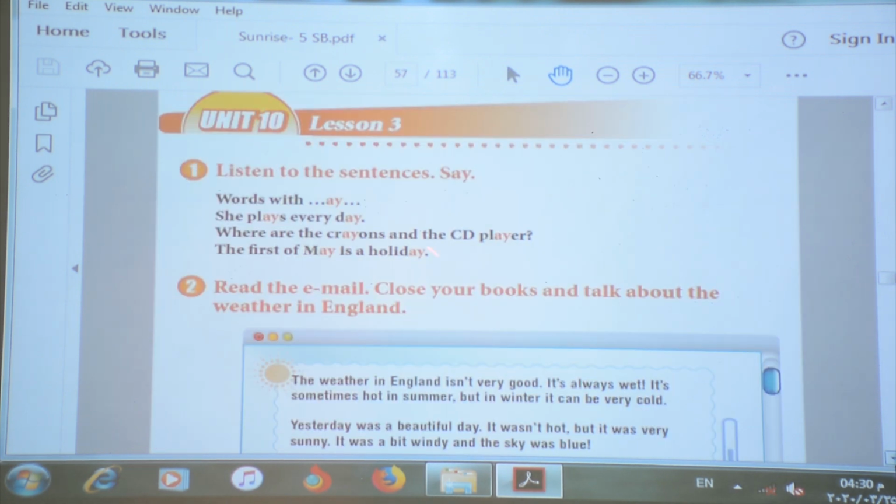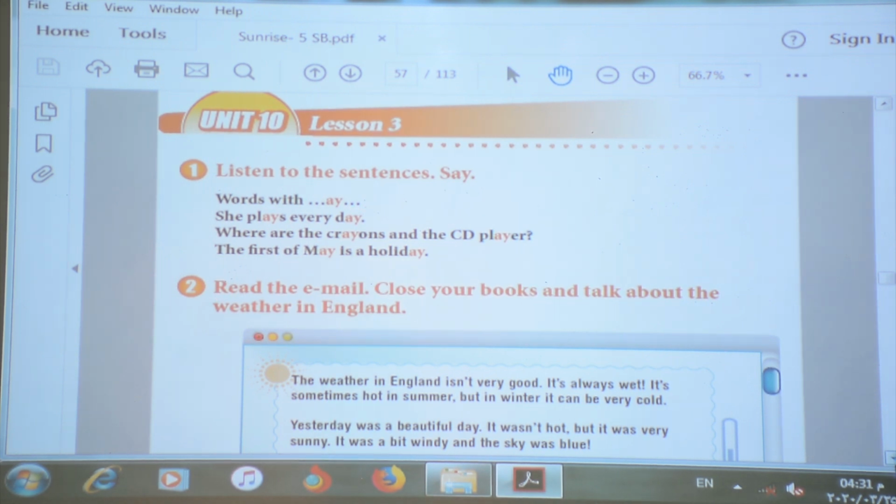Unit 10, Lesson 3. For example, she plays every day. Where are the crayons and the CD player? The 1st of May is a holiday. It's about the pronunciation, how to say A, okay?